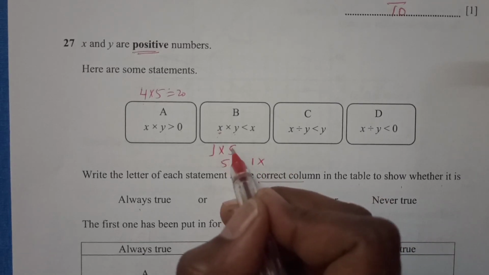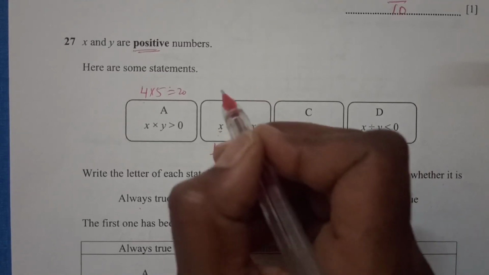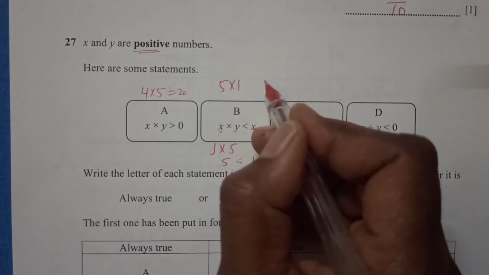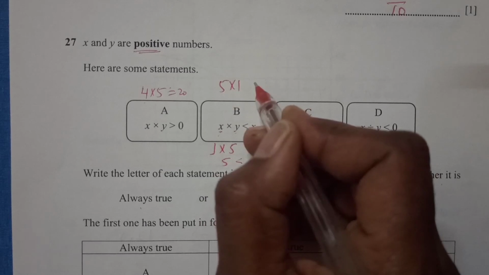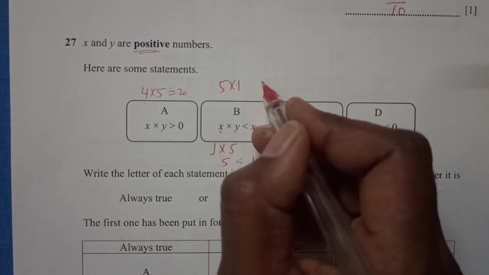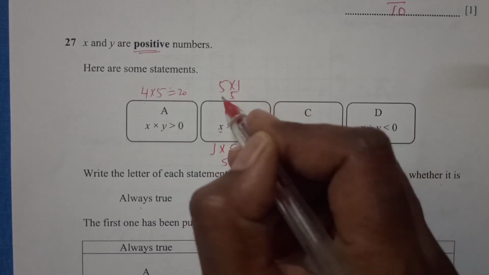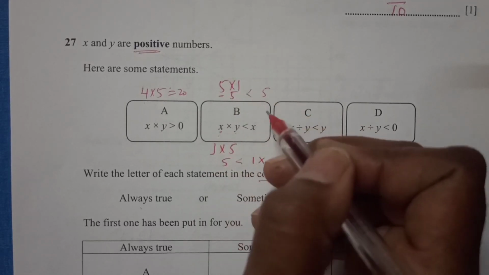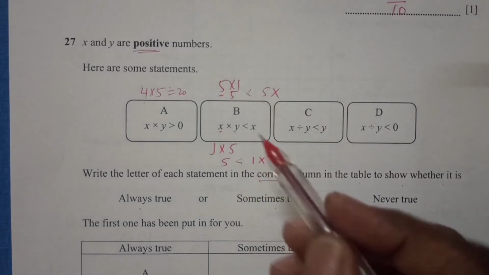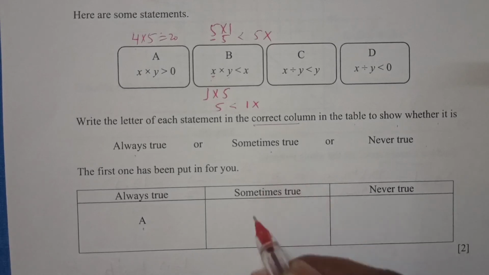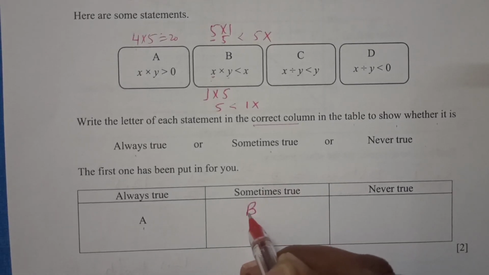But if we take 5 this way, 5 times 1, 5 times 1 is 5, but then it may be less than. So it depends. Now x is 5. So it is 5 here, but again it is not less than that. So again it's not working. So that means it may be true sometimes and it may not be true. So it will be here, sometimes true.